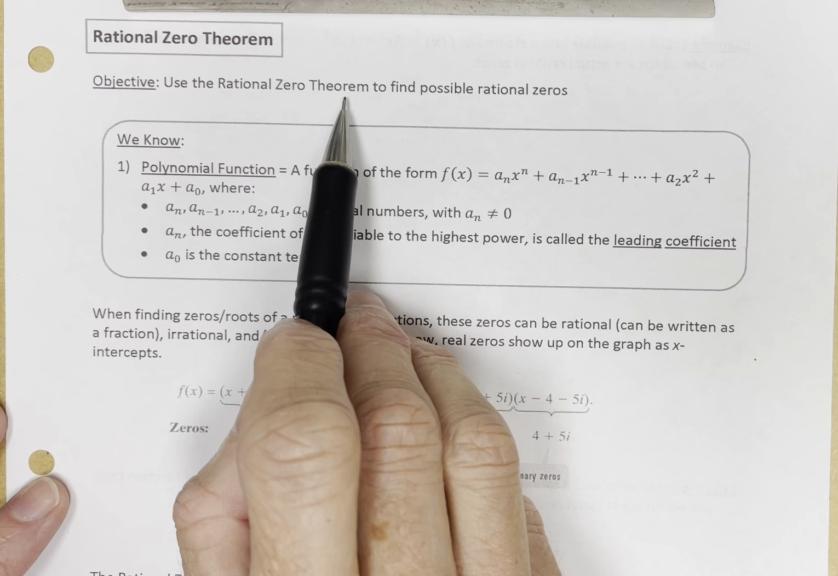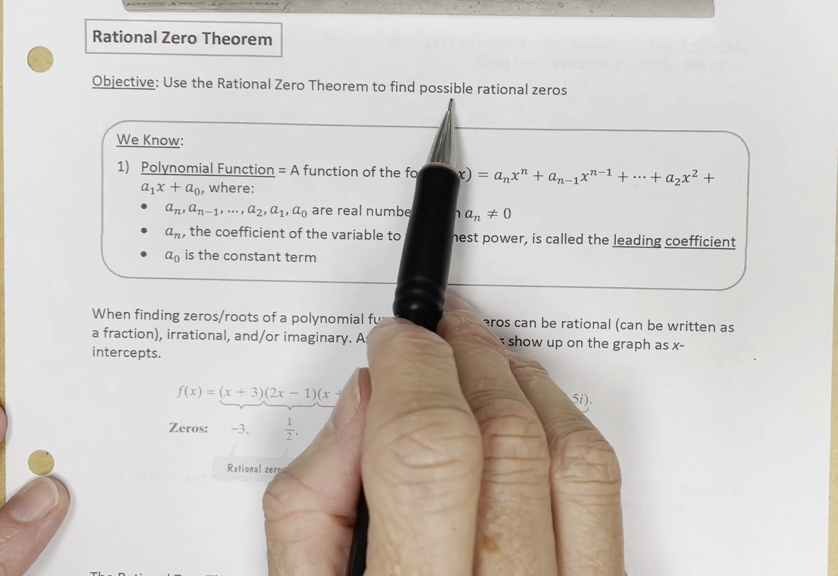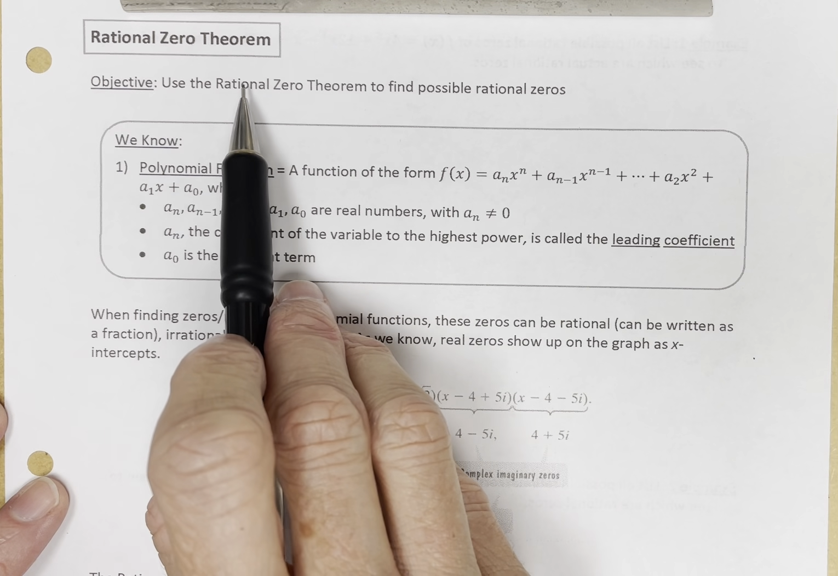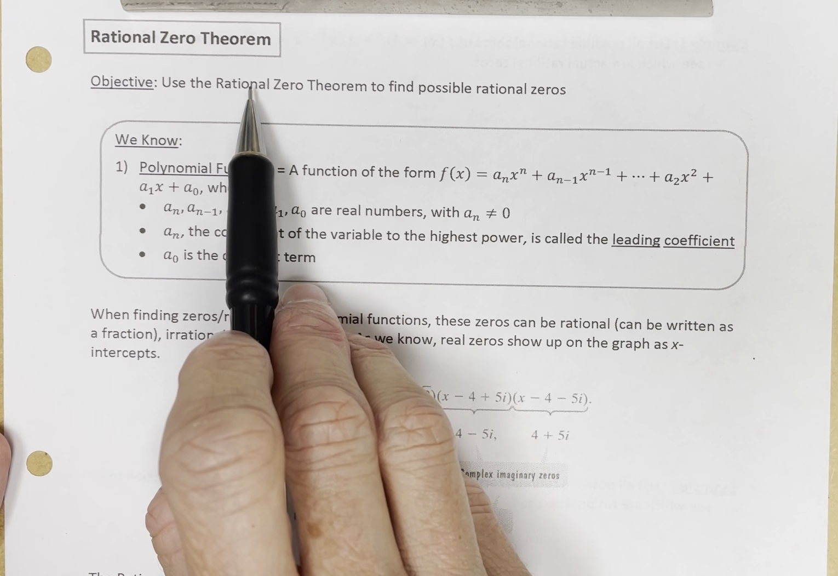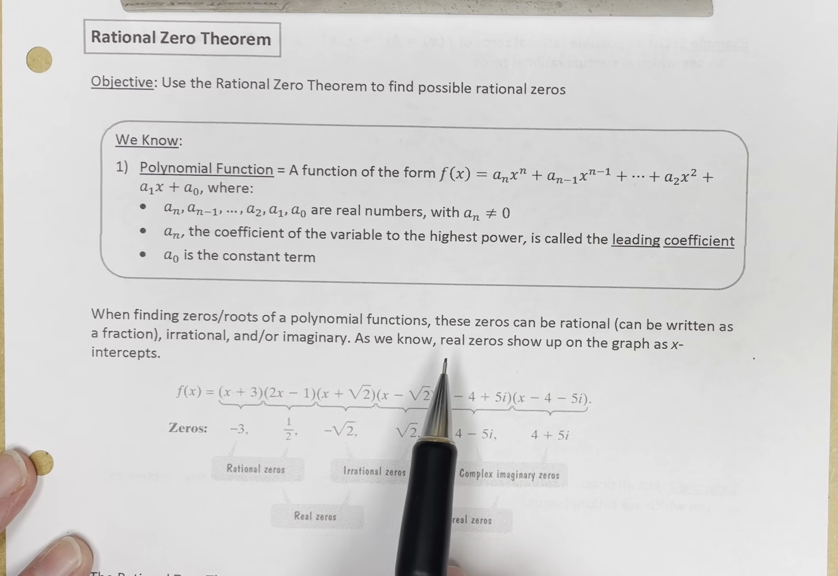The Rational Zero Theorem. So our objective in this video, we want to use the Rational Zero Theorem, after we learn what it is, of course, to find possible rational zeros. Let's recall that rational means it's a number that can be written as a fraction. Those are rational zeros.